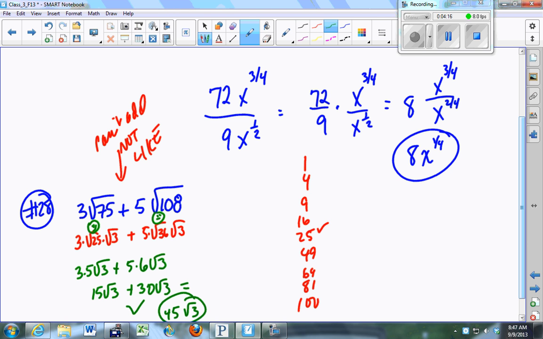Okay, what else is going on? I don't care about rationalizing the denominator. I didn't give you any homework there, so you can forget about that. I'm not gonna do that kind of problem.